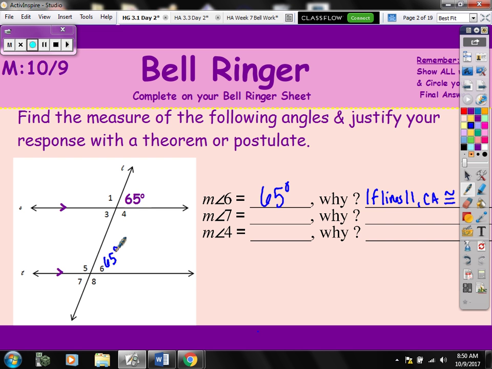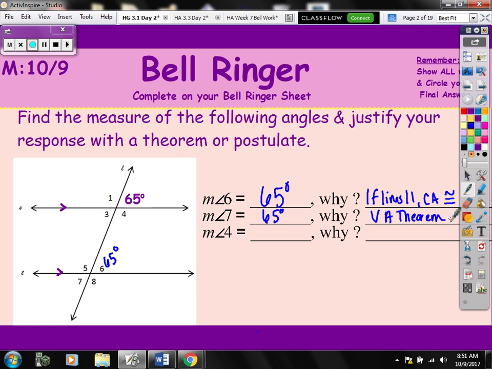Alright, now when we get to the measure of angle 7, there are two different justifications you could possibly have. What would the measure of angle 7 be and why? Stephen? Yep, and why do you think? Good, so he used the fact that we knew this one was 65. These two are vertical angles.